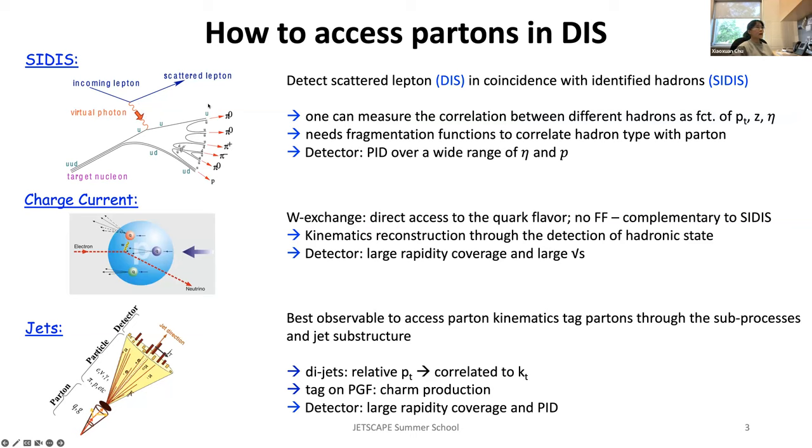Besides that, if we can identify the hadrons in the final state, that means semi-inclusive DIS. In this kind of process, we can probe the parton dynamics by measuring the kinematics of the final state hadrons, and we can also measure the fragmentation functions by identifying specific types of hadrons related to the flavor of the parton. That requires a wide coverage of PID, rapidity and momentum. And another special channel is the charged current, where the electron interacts with the proton by exchanging a W.